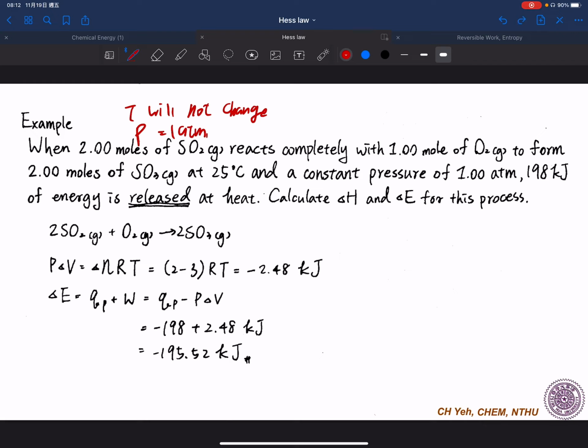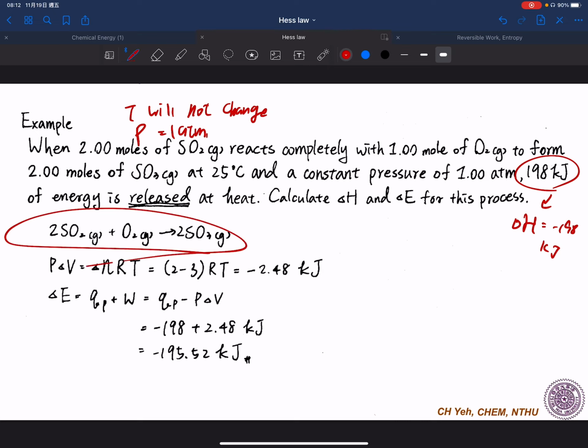Okay, now from this part, we already know that the enthalpy change will be negative 198 kilojoules. Because when it comes to chemical energy, the first thing we will use to describe heat is always enthalpy. Not internal energy, it's enthalpy.